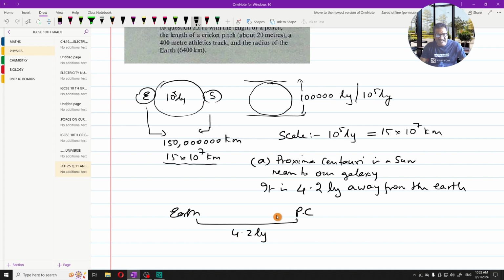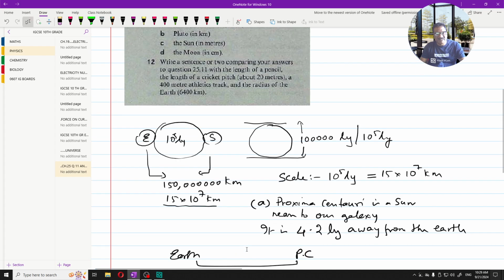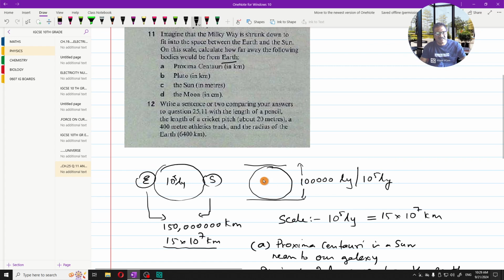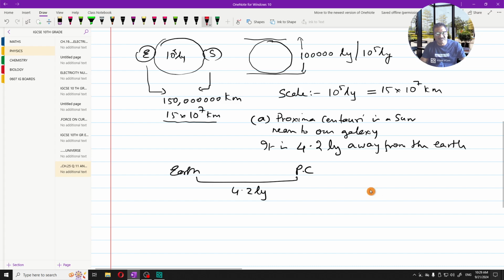But then the question asked is you have to find the distance of this Proxima Centauri in kilometers, and that too with respect to the scale, because now your Milky Way has been shrunk and put into this space between the earth and the sun. So you have to use this scale and find out the distance. See how I'm doing it. First of all, you will have to write the actual distance of the PC, that is Proxima Centauri, from the earth. So you know that the actual distance is 4.2 light years.